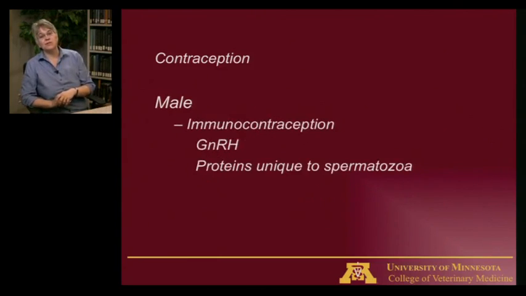Immunocontraception, people have again tried GnRH in the male dog with the same problems as in the female. It's just too small a protein to really effectively induce much of an immune response, but work is ongoing with the GnRH vaccine for male dogs. And the other proteins people have tried are proteins that are very specific to spermatozoa, with the idea that if you block those, then you don't need to worry that you're having any other sort of collateral effects in the body. And there's very little research looking at that right now.